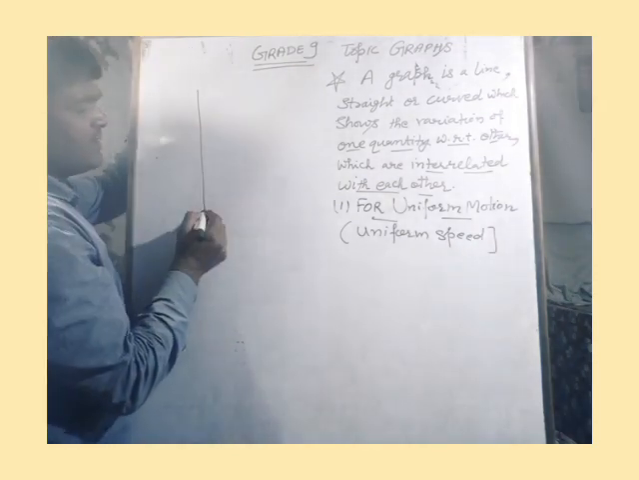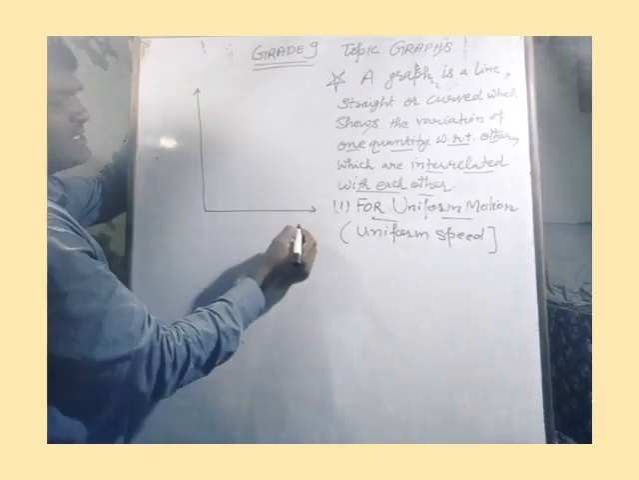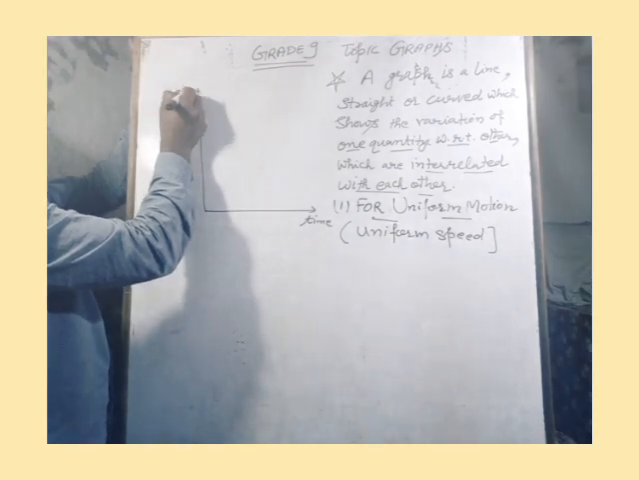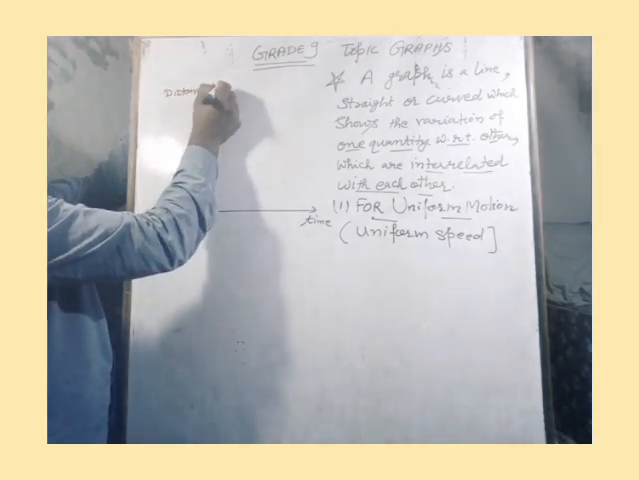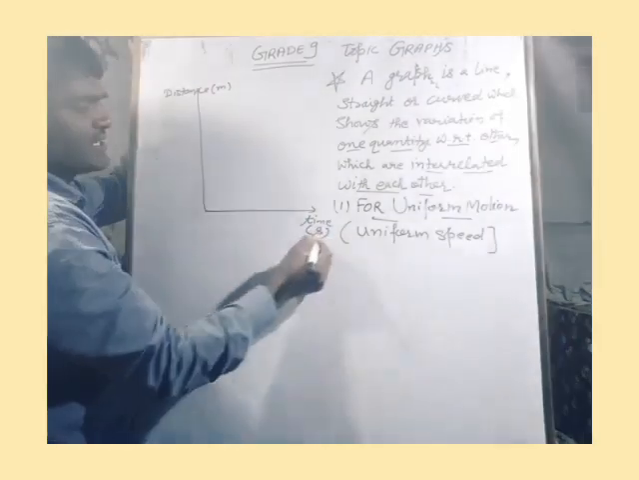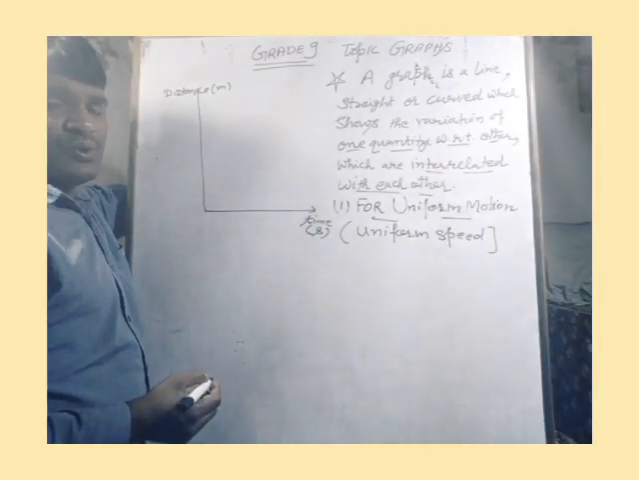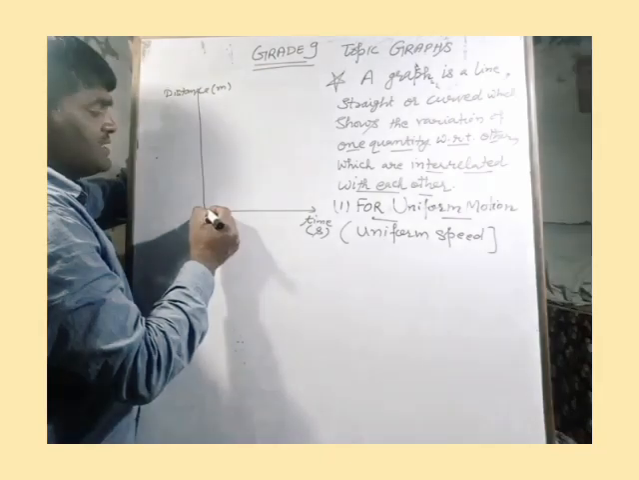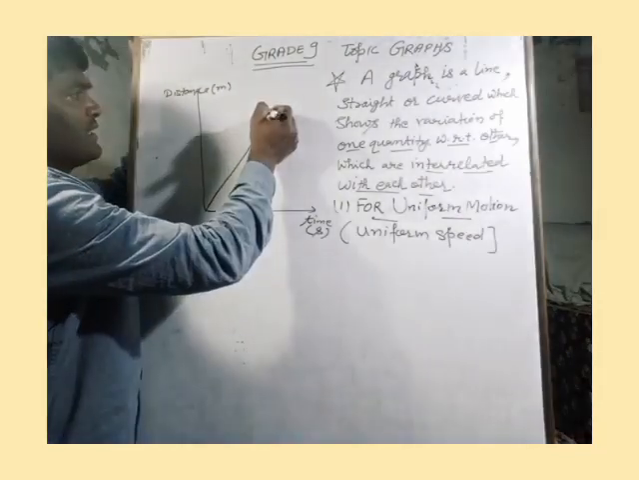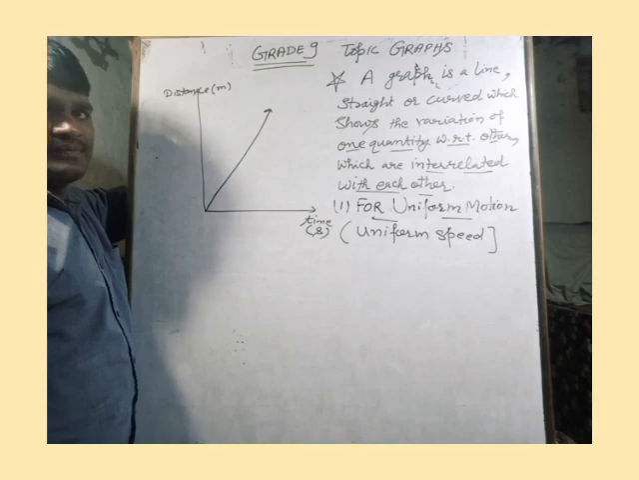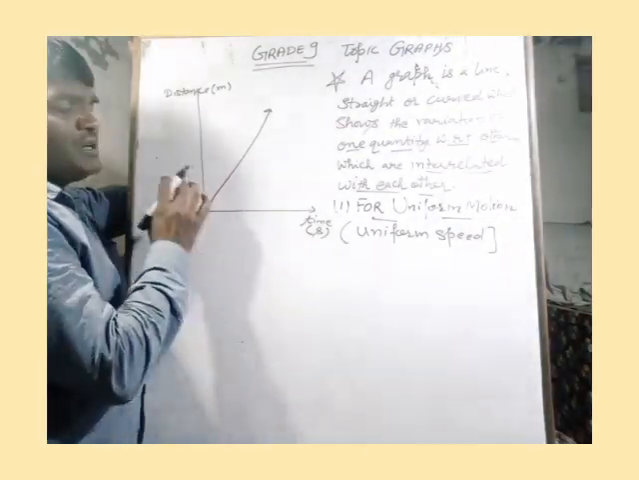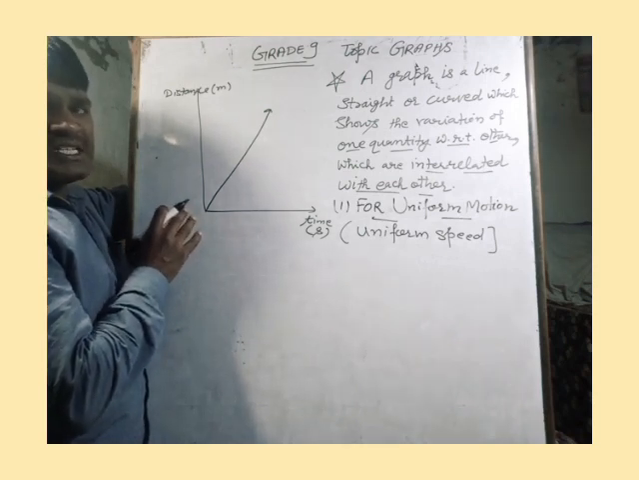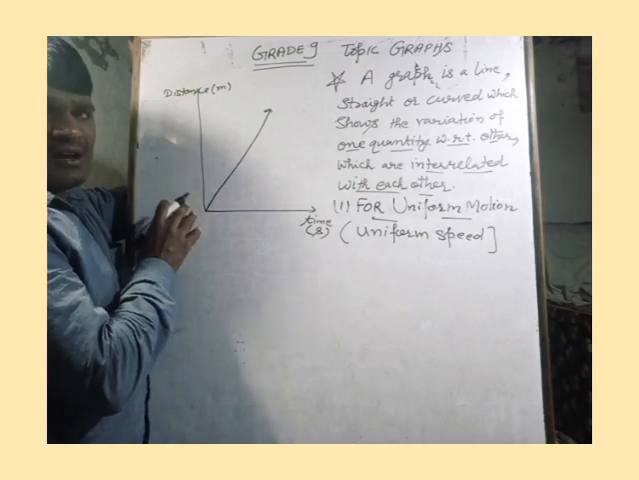Then a graph between two variables or two quantities. One quantity was time and another was distance. Distance was taken in meters and time was taken in seconds. So this graph we have plotted for uniform motion. It was a straight line like that, which shows that equal distance was covered in equal intervals of time.